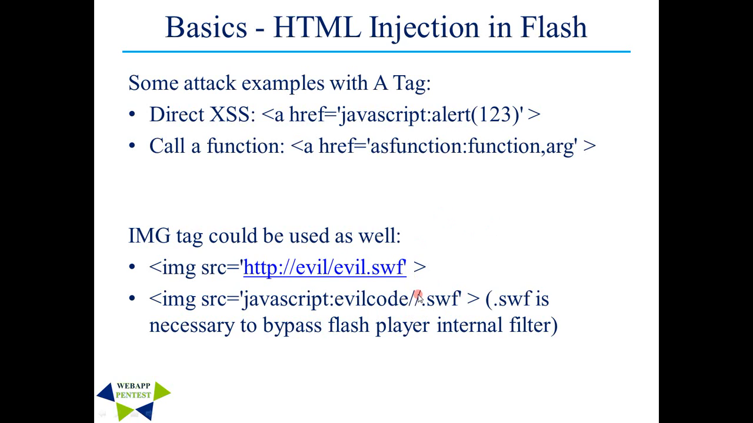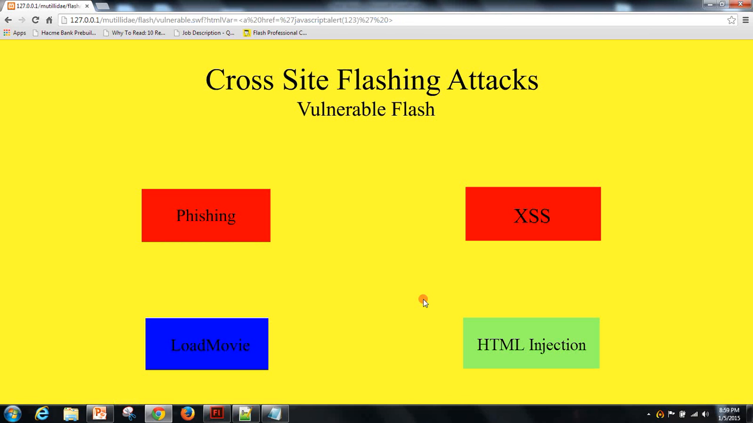The two slashes that you see over here are necessary to bypass the Flash player internal filters. So let's quickly look at the demonstration for carrying out the HTML injection in Flash applications. Here's my vulnerable Flash application, and as you can see, I have a button by the name HTML injection. Once I click on it, it will process the HTML content and display it on this Flash application.